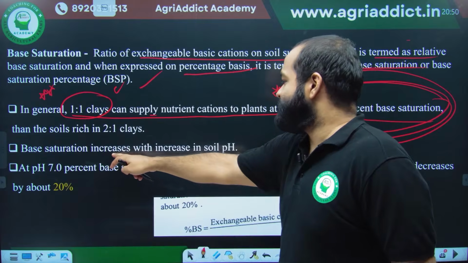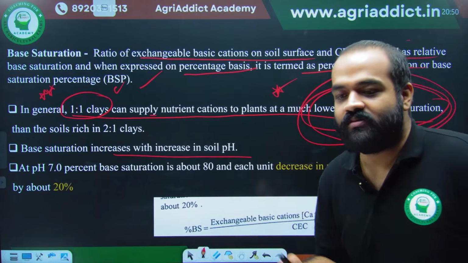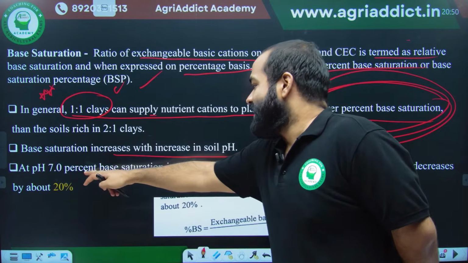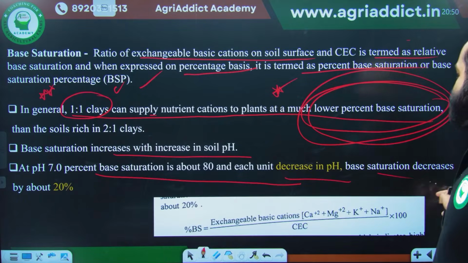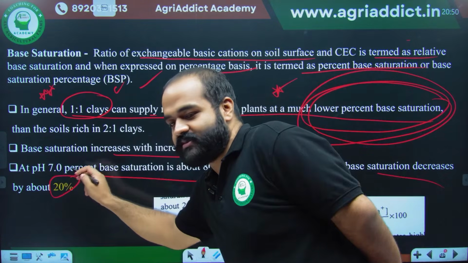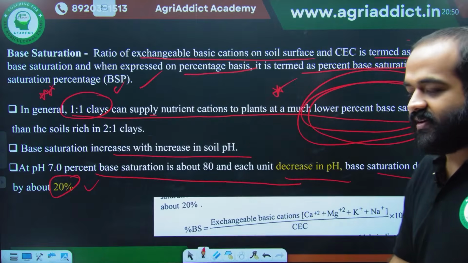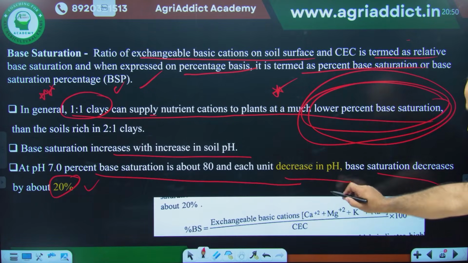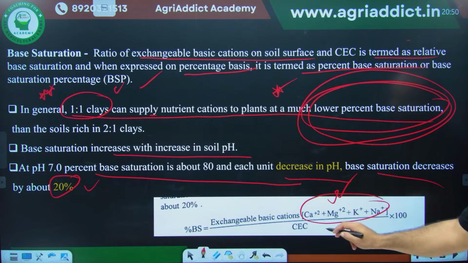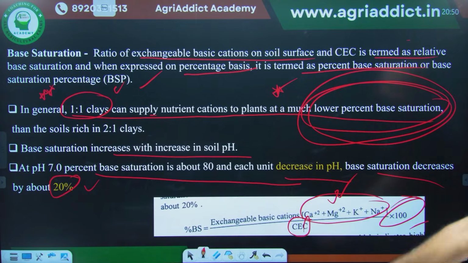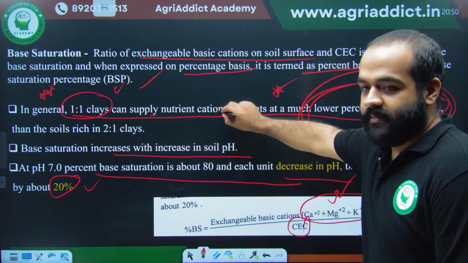Base saturation increases with increase in soil pH. How? This also we will discuss later. At pH 7, base saturation is about 80%, and each unit decrease in pH decreases base saturation by 20%. This line is from the treatise; I think all of you have read that. This is the formula of percentage base saturation: the basic cations divided by CEC, multiplied by 100, will be the percentage.